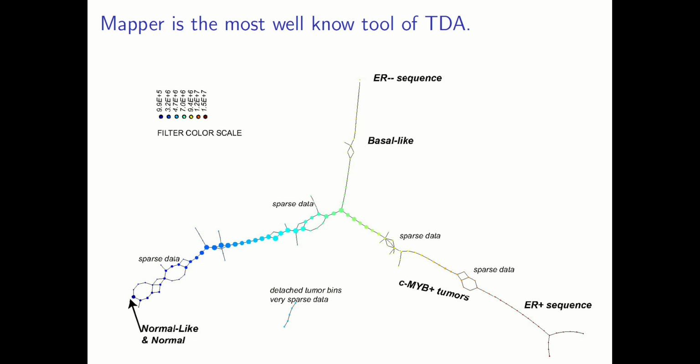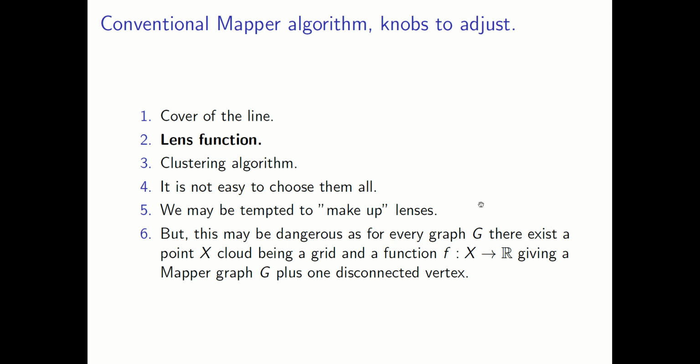It's used in hundreds, if not thousands of papers. Let me just mention the most famous paper by Gunnar Carlsson and co-authors, where they actually find a new type of breast cancer with perfect survival. And one of the reasons why mapper is so powerful is because it has quite a few knobs to adjust. So there is the cover of the line, the lens function, which is the function f that we just considered, and the clustering algorithm of our choice. And sometimes it may not be easy to choose them all in the proper way.